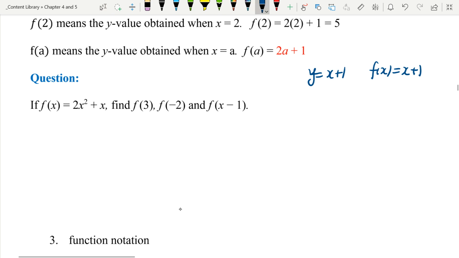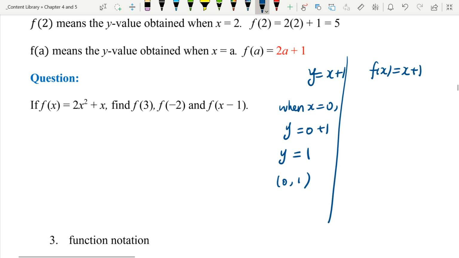For example, for y equals x plus 1, I will say when x equals 0, y equals 0 plus 1, and y equals 1. Then I know the coordinates will be (0, 1). But for f(x), we can change the bracket into 0, which means x equals 0 in that step, and then all the x needs to become 0. And I know my f(0) equals 1.